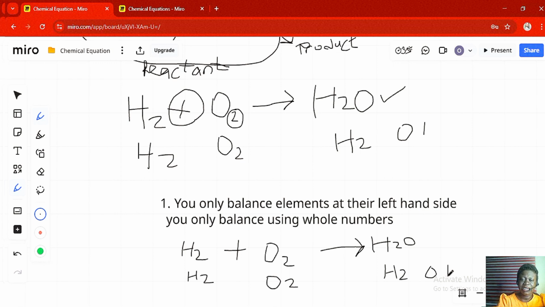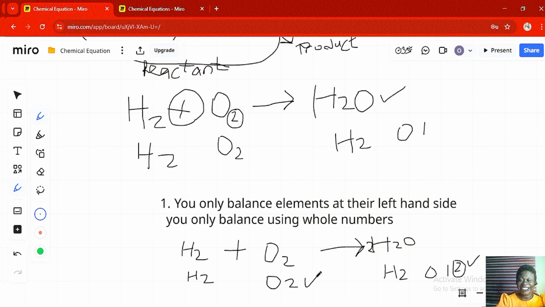Now, looking at it, you will see that oxygen here is 1, oxygen there is 2. So let's balance oxygen here. We'll put 2 in front of water. If you put 2 in front of water, oxygen becomes 2. So oxygen is 2 at the product side, oxygen is 2 at the reactant side. So oxygen is now balanced.